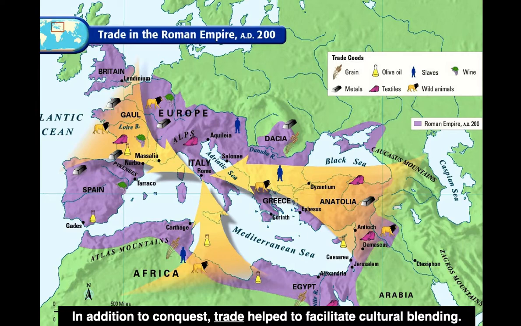In addition to conquest, trade helped to facilitate cultural blending. Quick note on slavery of the ancient world: it was not race based. It didn't matter what race you were. If you were a slave, you were a slave. Didn't matter.